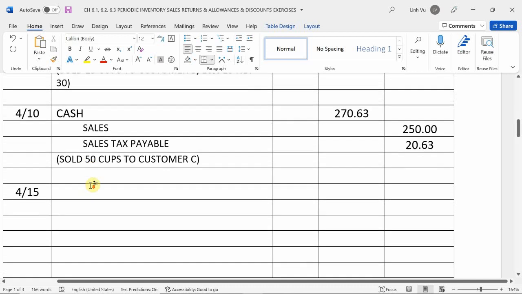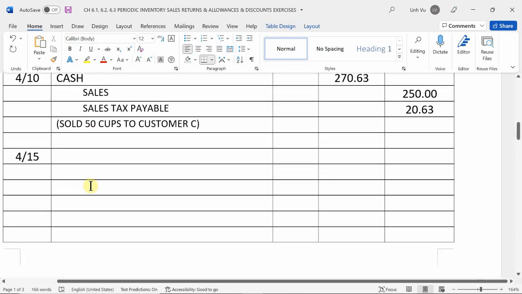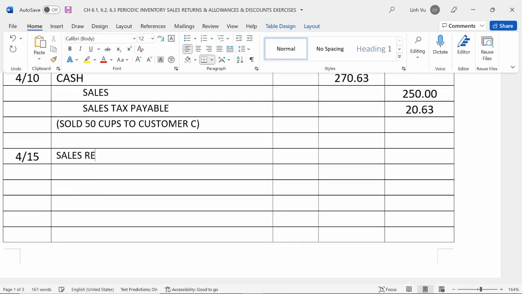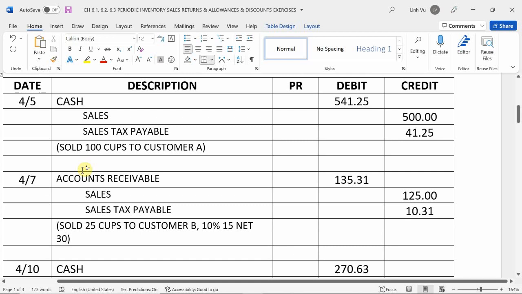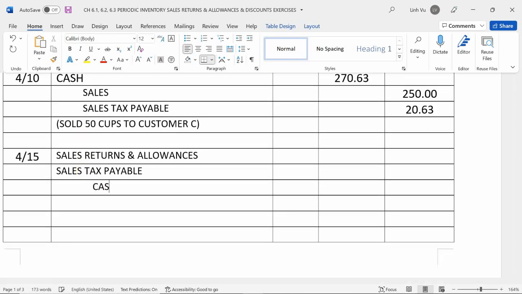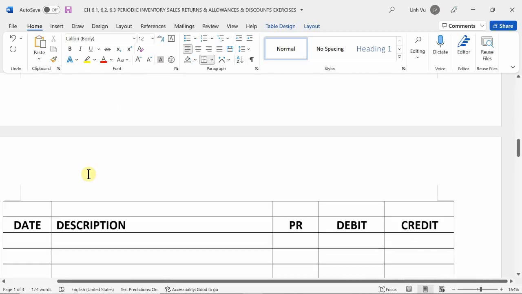We use the contra account, sales returns and allowances, for debit. And then we have to do sales tax payable for also debit, because we have to give the money back since we charged them sales tax. And then because they paid in cash, we use the cash account for credit. They paid in cash, so we're going to refund them in cash.